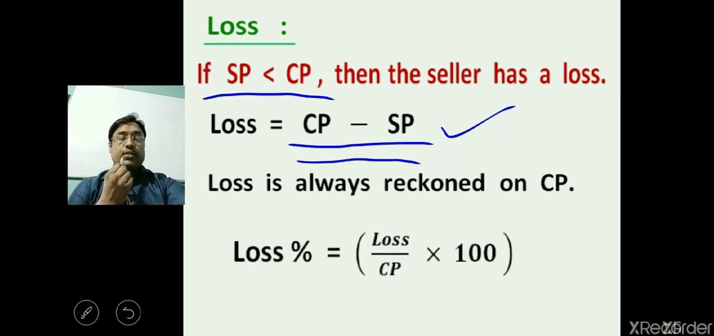Then you can learn this formula for finding the loss percent. Similar to the previous question, in a similar situation when you face a loss, you can use this formula for finding the loss percent, meaning loss percent equals loss by cost price into 100. That means loss by cost price is a fraction, which you multiply with 100, and that will give the loss percent. So you will learn this formula to find the loss percent easily.